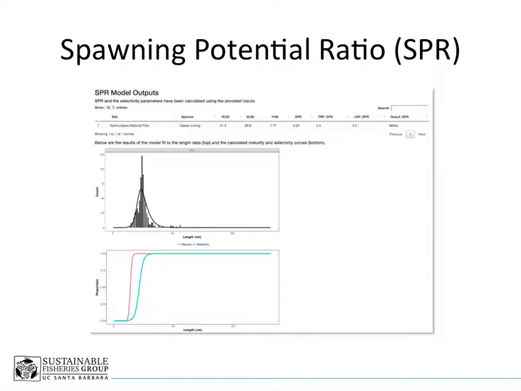Spawning potential ratio is very similar. So again, you'll get an output table of your actual numbers. You also get some figures that show you how those numbers were calculated. In this particular case, the spawning potential ratio was calculated to be 0.24, which is right between our target and limit. So again, we get a result of yellow.